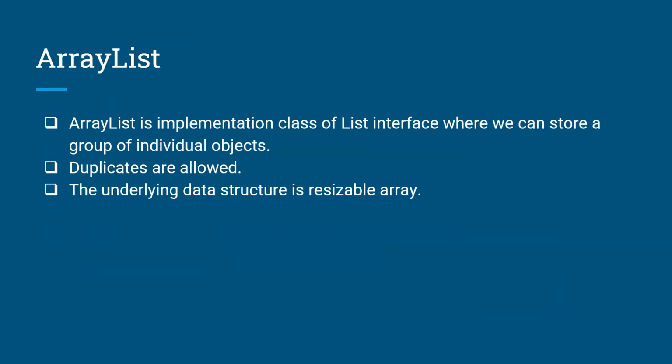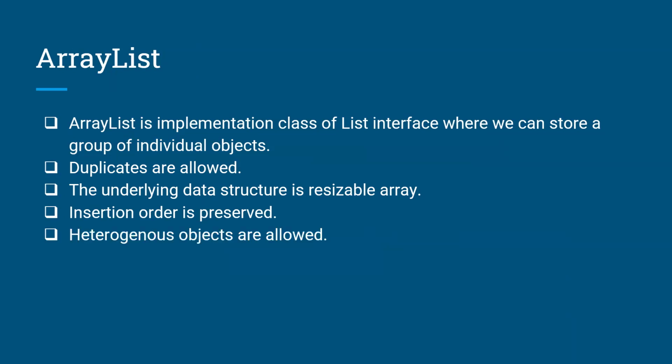Next point: as I said earlier, in the case of collections, each and every implementation class internally follows some data structure. So ArrayList follows a data structure that is a resizable array. In ArrayList, insertion order is preserved, meaning the order in which we insert is the same order we get in the output.